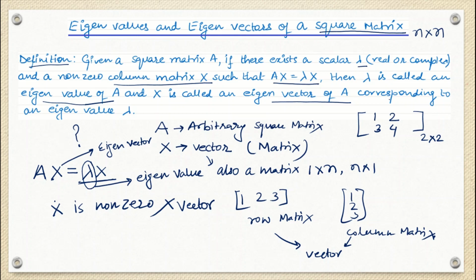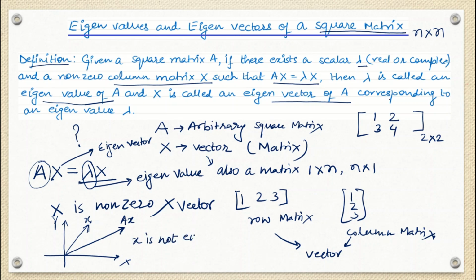Let's understand the same thing with a graphical representation. This is a two-dimensional graph, and here is some vector x. This vector has some magnitude and some direction. If I multiply any square matrix by this vector x, and the direction of the resultant vector is not the same as the direction of x, then we say that x is not an eigenvector.